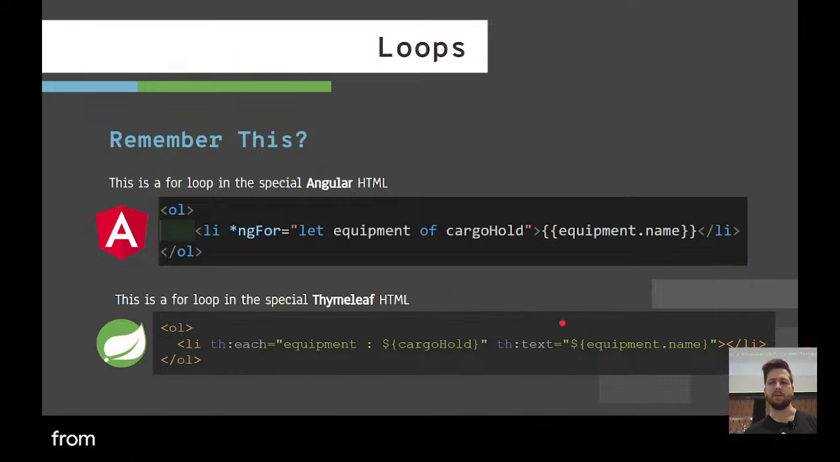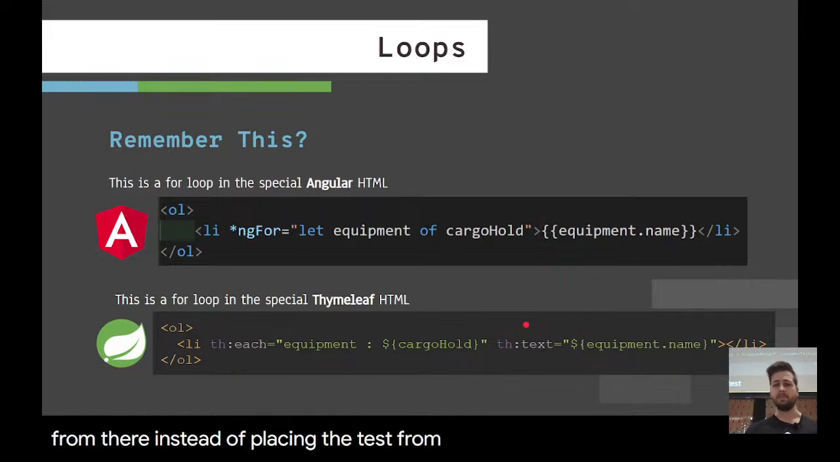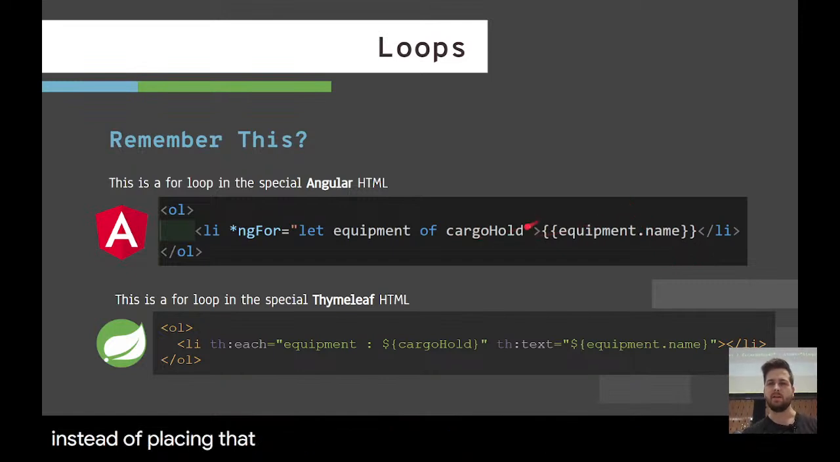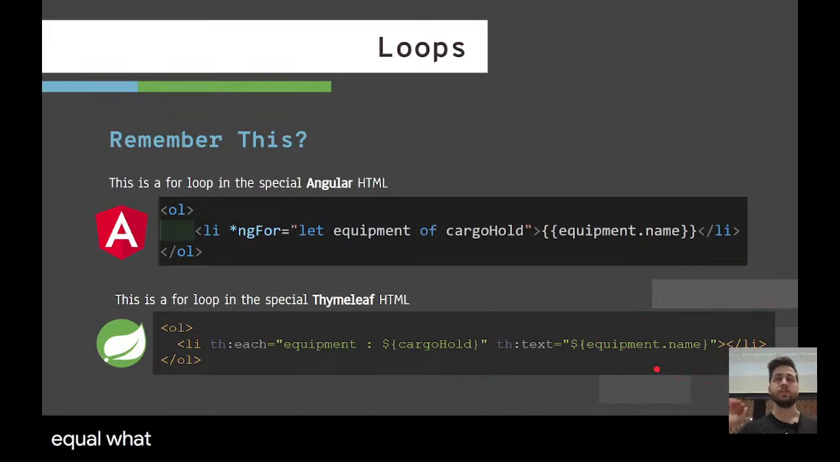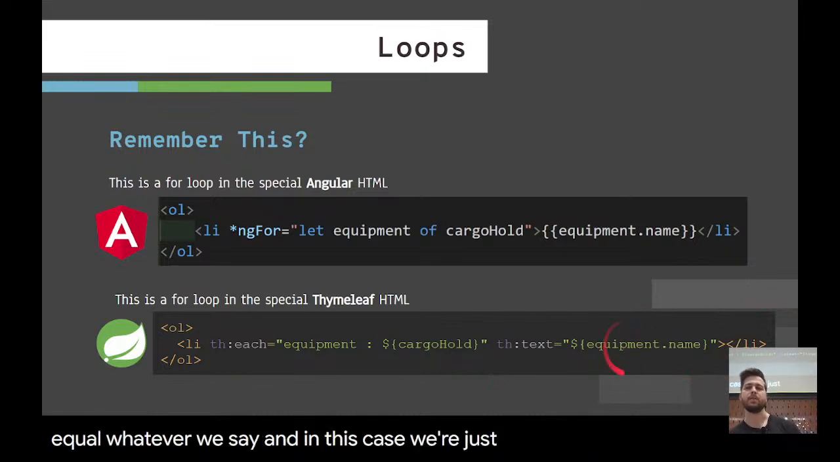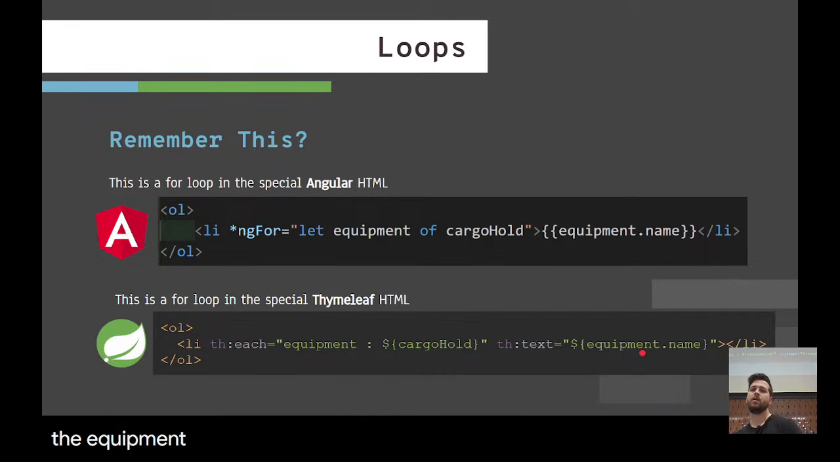And then from there, instead of placing the text from the element in the array inside of the HTML element, we have a bit of a difference here in that we're saying th:text. We want to take this element and change its text value, the text that it's displaying, to equal whatever we say. And in this case, we're just grabbing the name from the equipment. Cool.